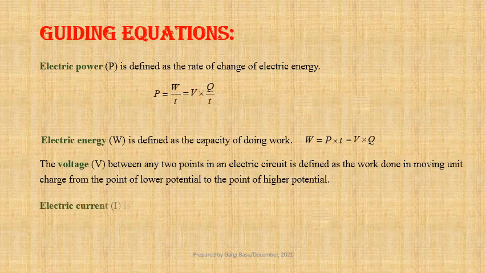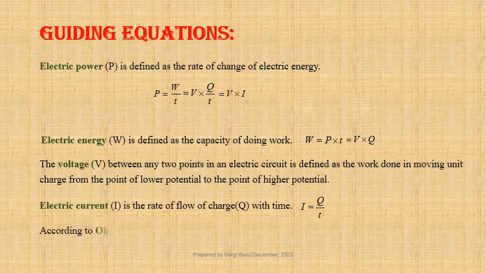Electric current is the rate of flow of charge with time. I equals Q by T. Therefore, P equals V into I. According to Ohm's law, V equals R into I. Therefore, P equals I square R or V square by R.